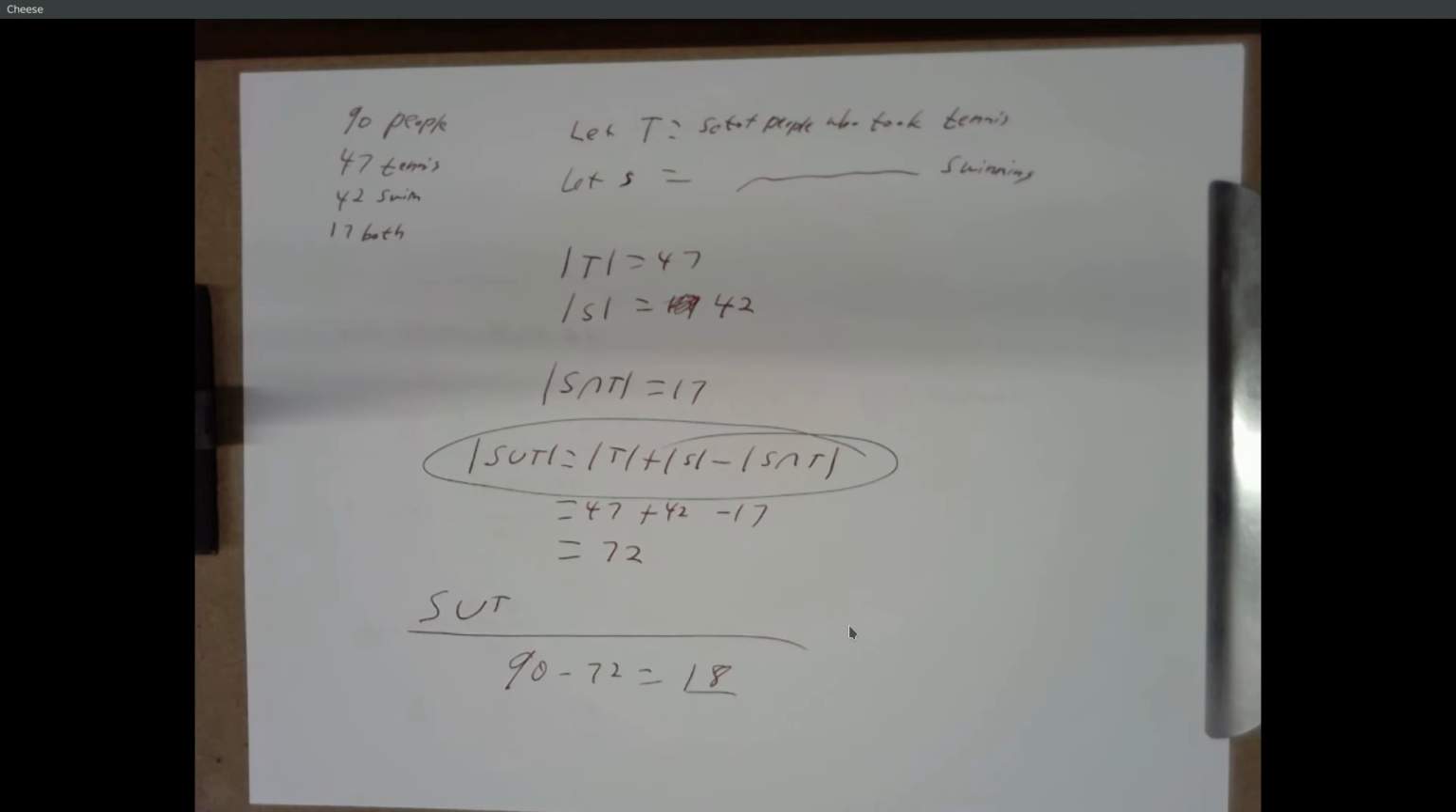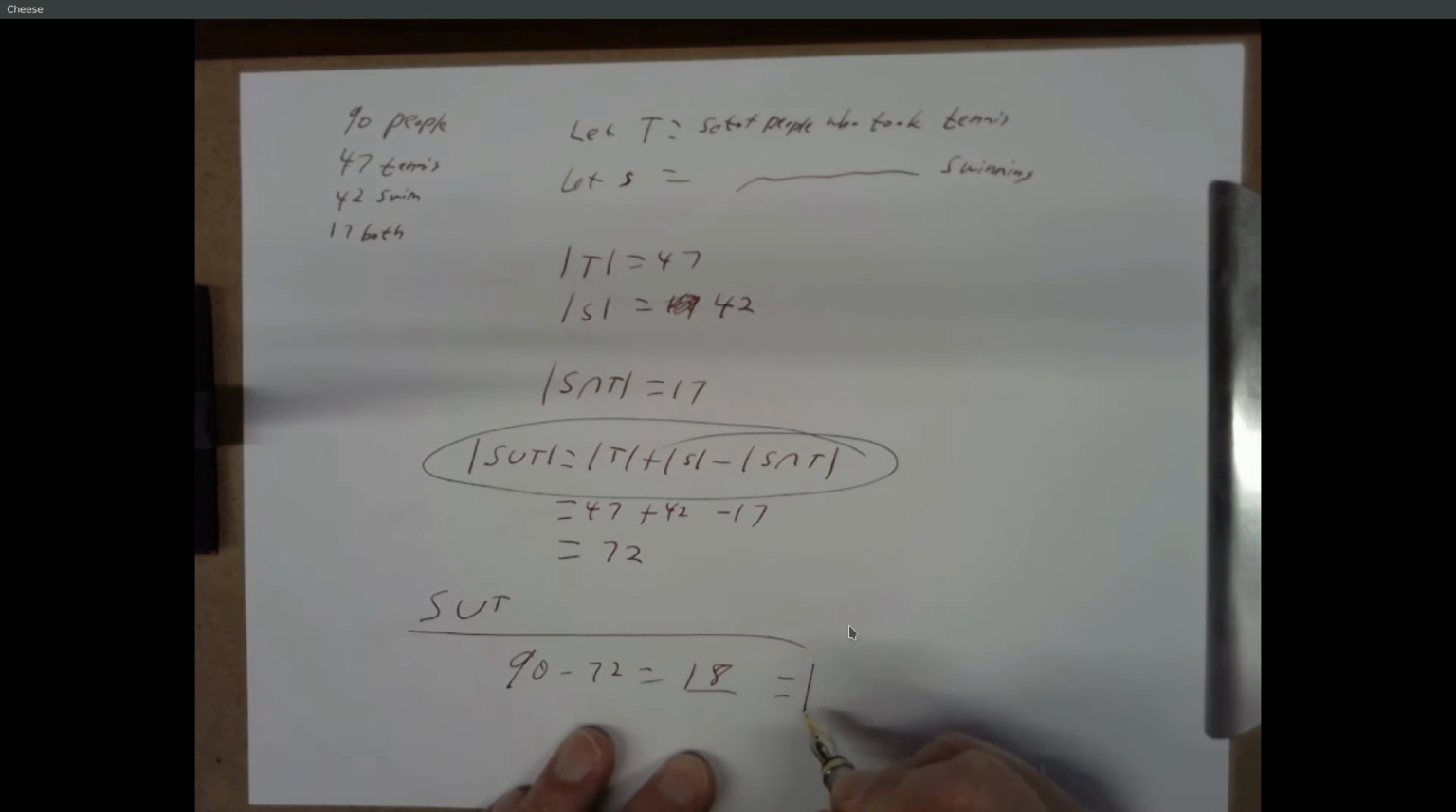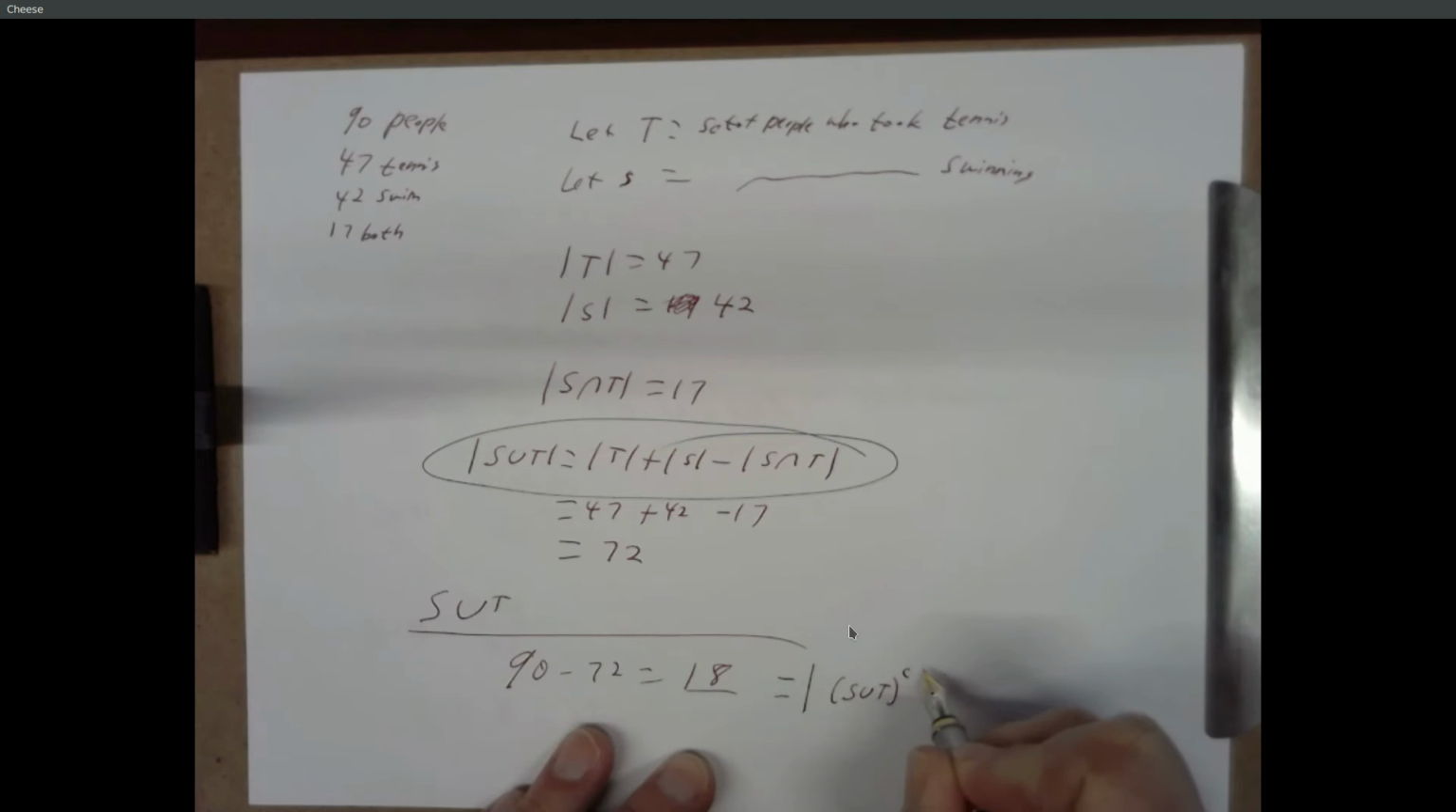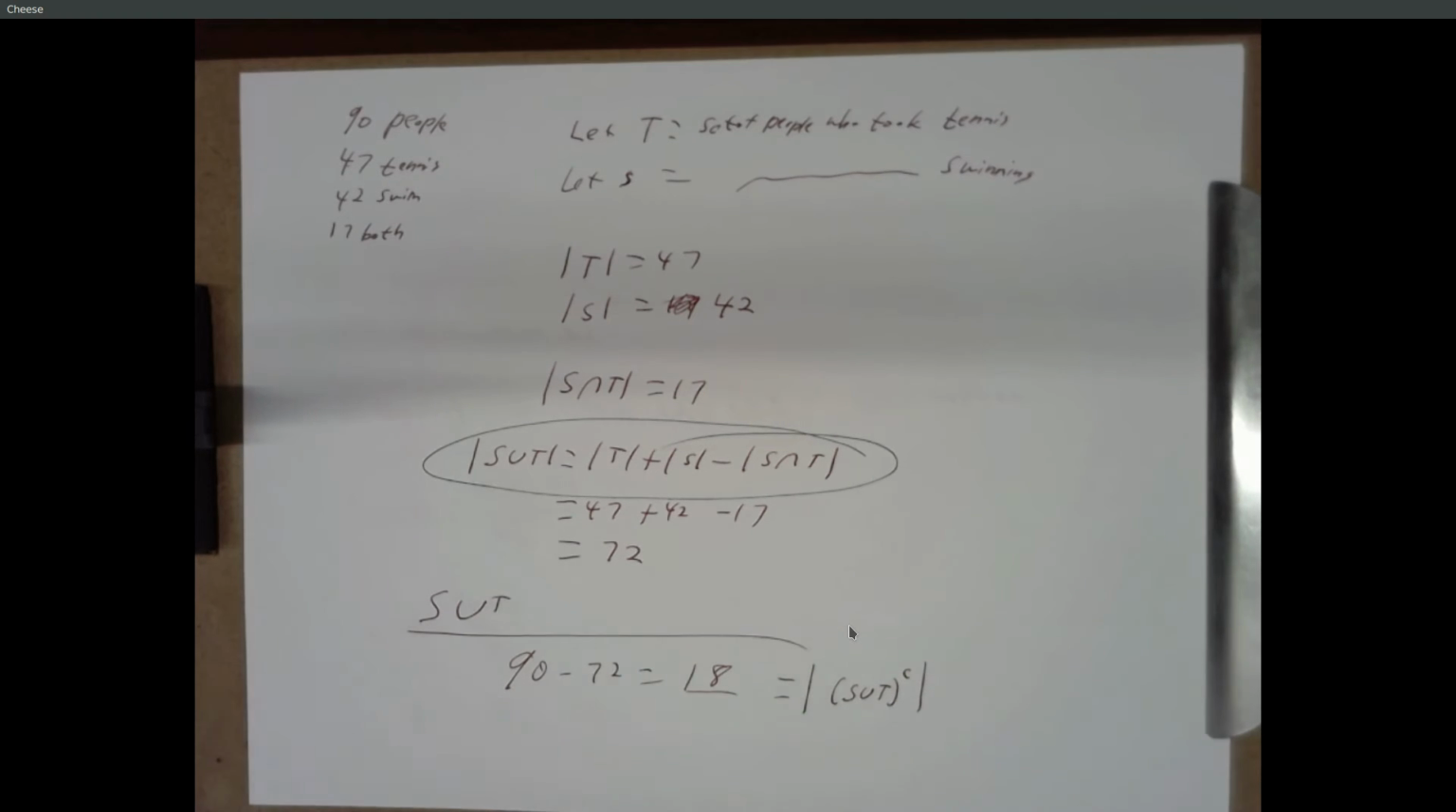So 18 is the number of people who did not take either swimming or tennis. Right, that's the size of the complement of the S union T.